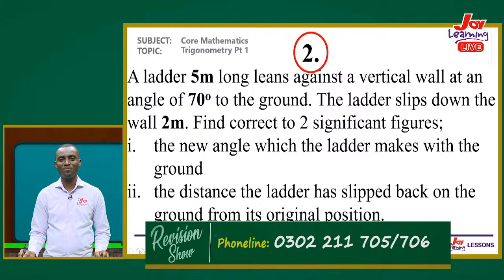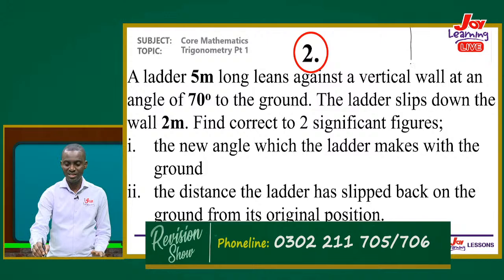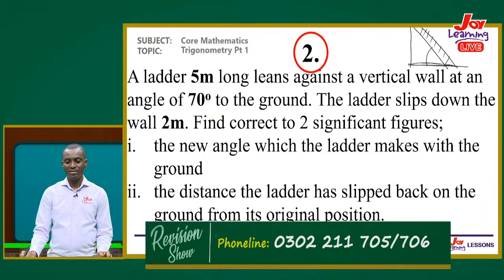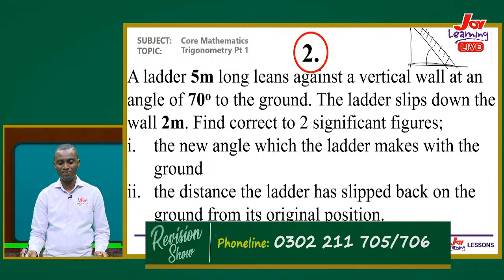Keep trying it. The ladder is 5 meters long, and it was laying against a wall. So let's say this is the wall and this is the ground. The ladder is somewhere here against the wall. Okay, that's the ladder, and it makes an angle to the ground which is 70 degrees. Now this ladder slips down the wall 2 meters. That means from where it is, it came down 2 meters. That is all the question.